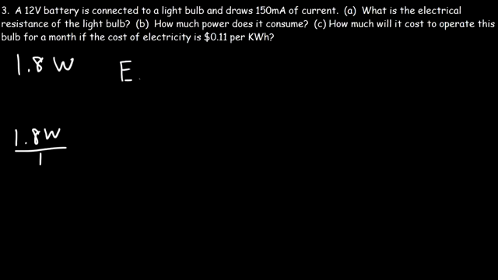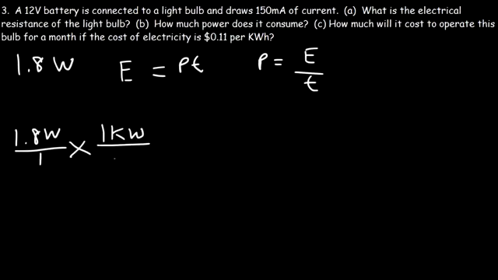Energy is basically power multiplied by time. Power is energy over time. Electric power is the rate at which energy is transferred. Now, to convert watts to kilowatts, let's divide by 1,000. There's 1,000 watts per kilowatt.